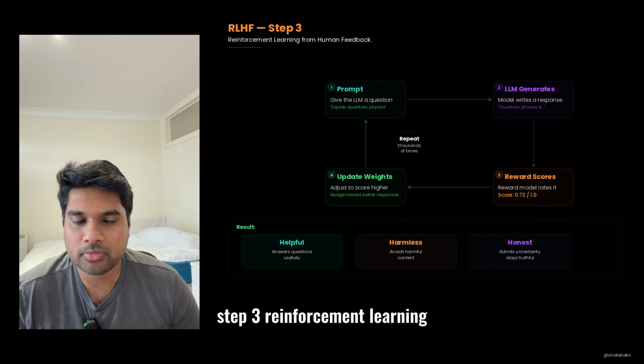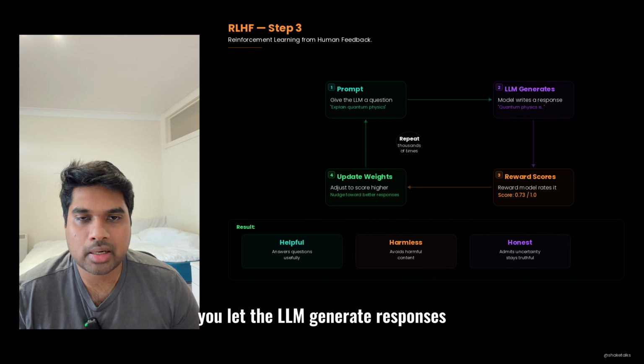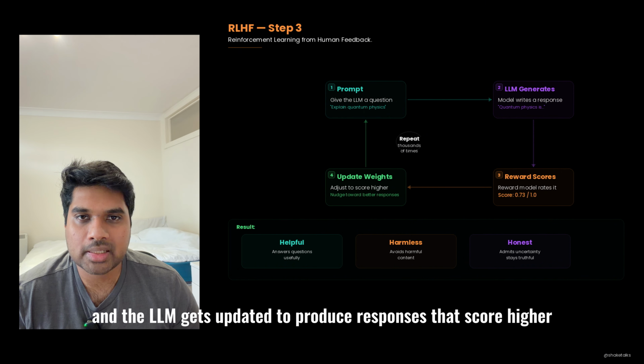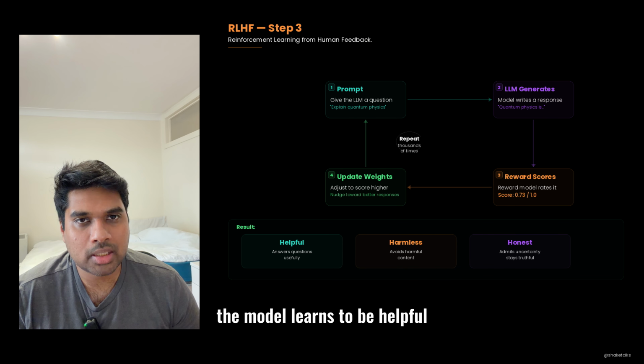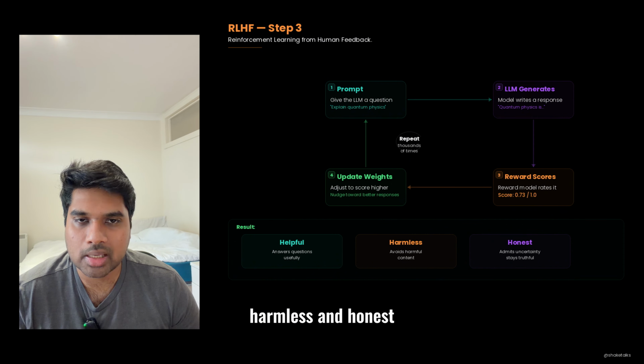Step 3, reinforcement learning. You let the LLM generate responses, the reward model scores them, and the LLM gets updated to produce responses that score higher. Over thousands of iterations, the model learns to be helpful, harmless, and honest.